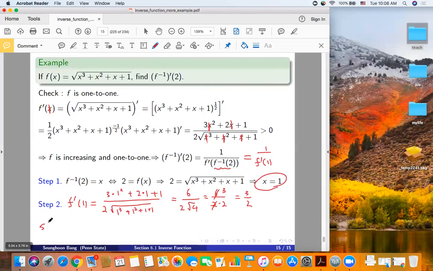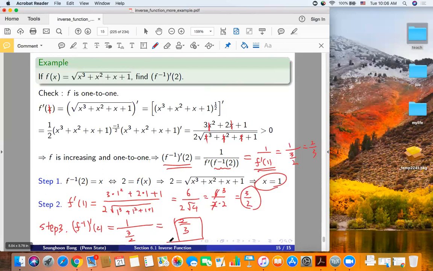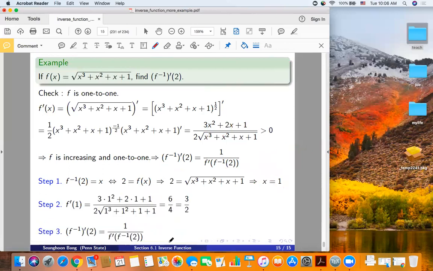Then step 3: you need to find the exact reciprocal. So we have 1 over, you plug 3 over 2 into the denominator, and the reciprocal is 2 over 3. That's it. This is finally how to solve this problem.